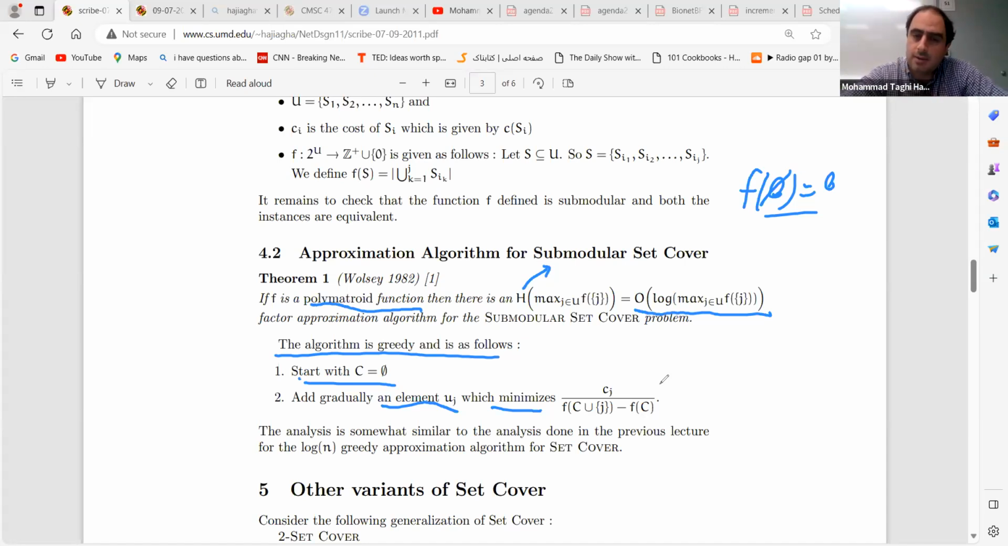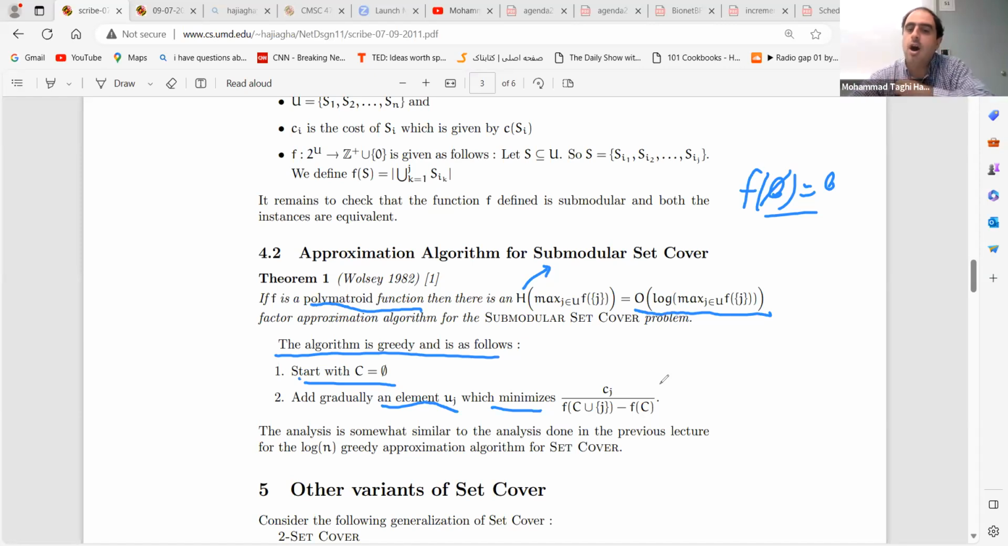And these are all available both in the recording as well as in the lecture notes. So this is the algorithm. It's a very natural algorithm again. You will add the one for which the cost over the marginal gain is minimized. It means the most cost effective.